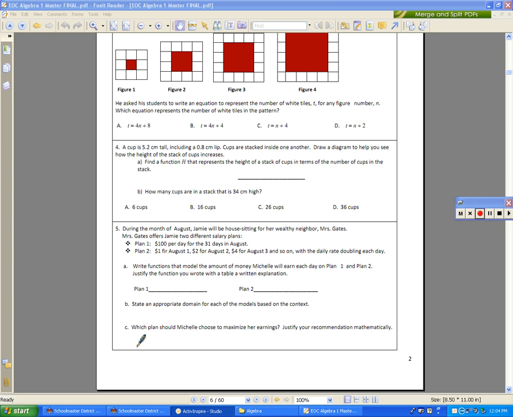$3,100. So plan 1 would be a total of $3,100.